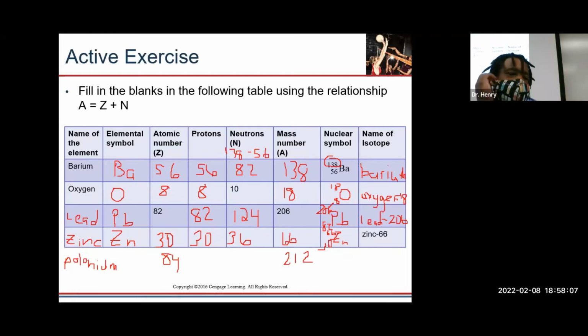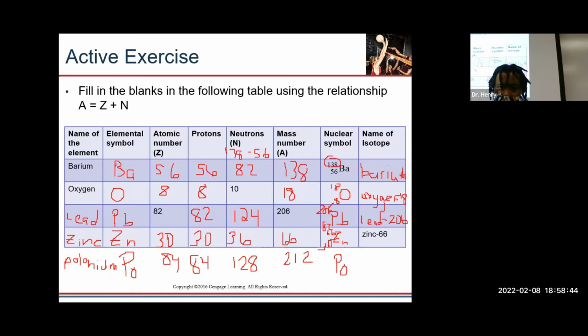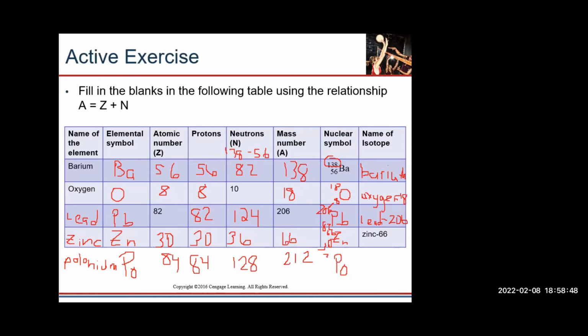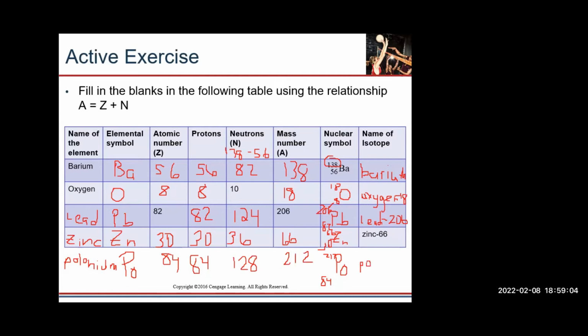Okay. Last one, symbol, PO. Number of protons, number of neutrons, 212 minus 84. Number of neutrons, 128. Nuclear symbol, PO, and 212 over 84. And the name of the isotope, polonium 212. That's right.